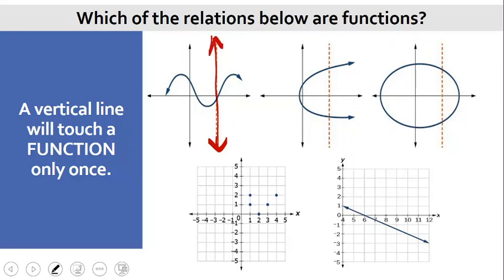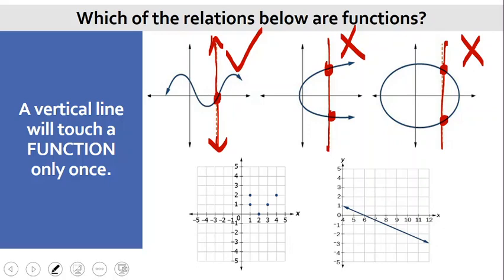This line touches this blue graph only one time, so that means this is a function. But look at the second example. This vertical line touches the blue graph 2 times, so this is not a function. And the same thing with the third example. The line touches it 2 times, so this is not a function.